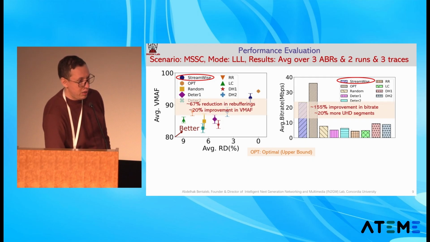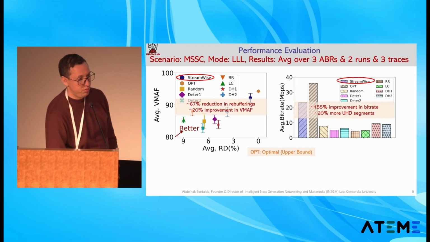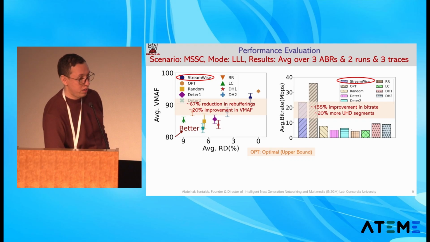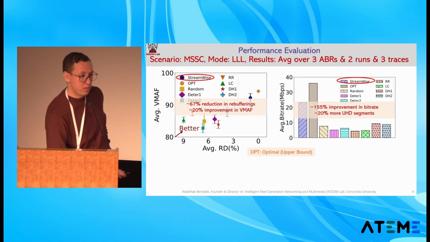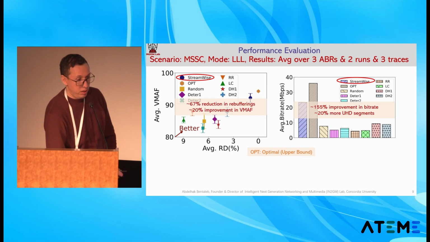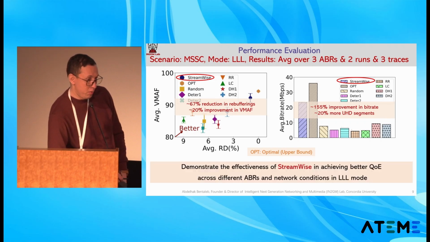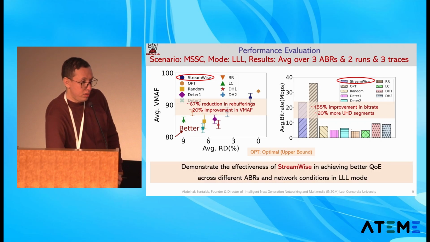So in a nutshell, we achieved a 67% reduction in rebuffering and a 20% improvement in VMAF on average compared to those techniques. For the bitrate as well, we get around 155% improvement in bitrate with 20% more UHD segments compared to the second competitor. This is the experiment for low latency, and the results are averaged over 3 ABRs, 2 runs, and 3 traces.